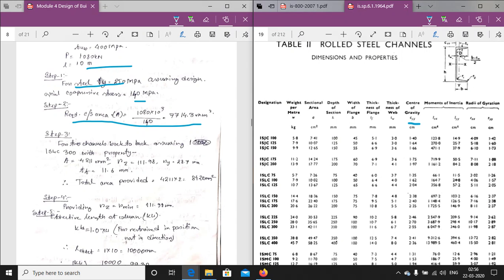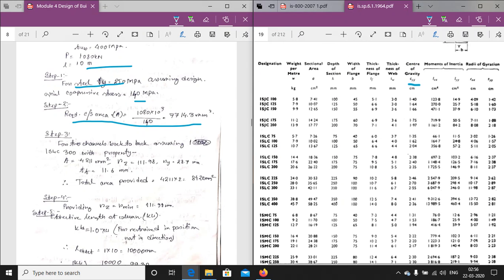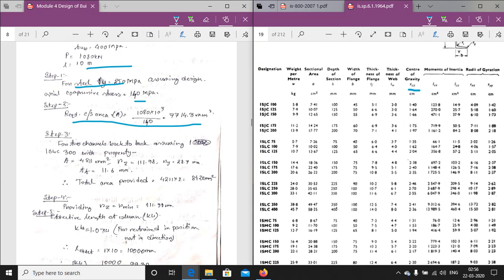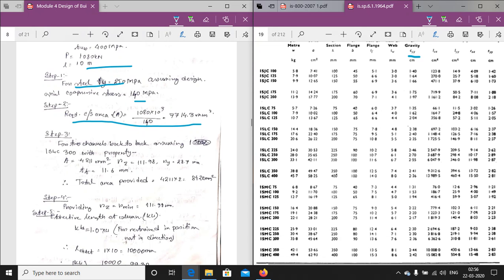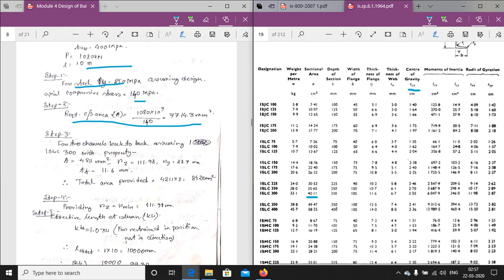Okay, so two channels back to back, we have to check the section. So which section do we choose to check? ISLC 300. ISLC 300 having an area of 4211 millimeter square. So if we multiply it with 2, we are getting 8422 millimeter square, which is greater than 7714.3. So it is okay. All the properties are written here, RZ, RY we know.